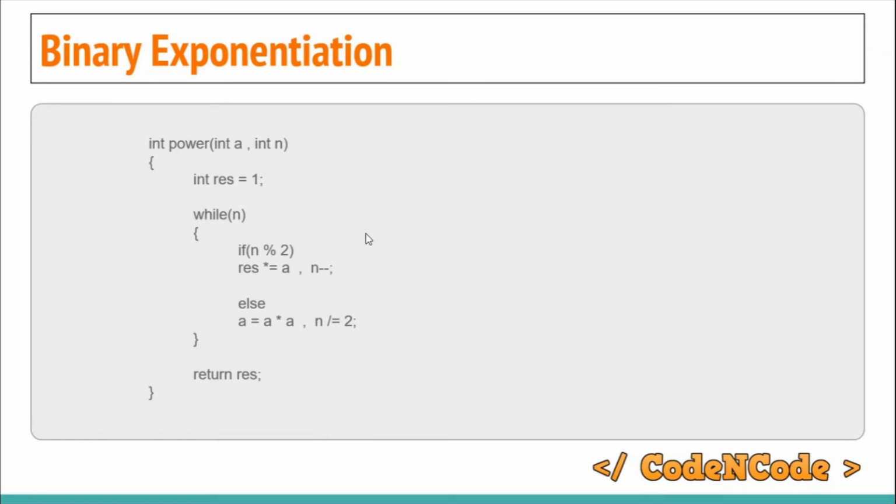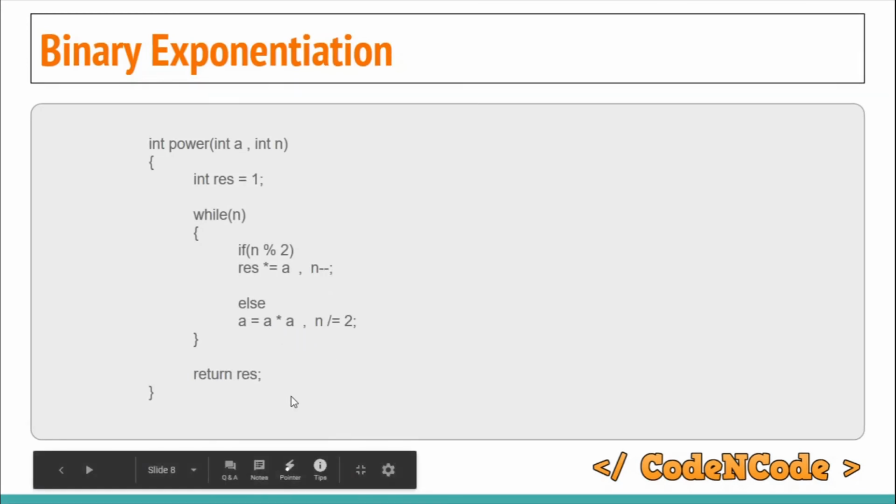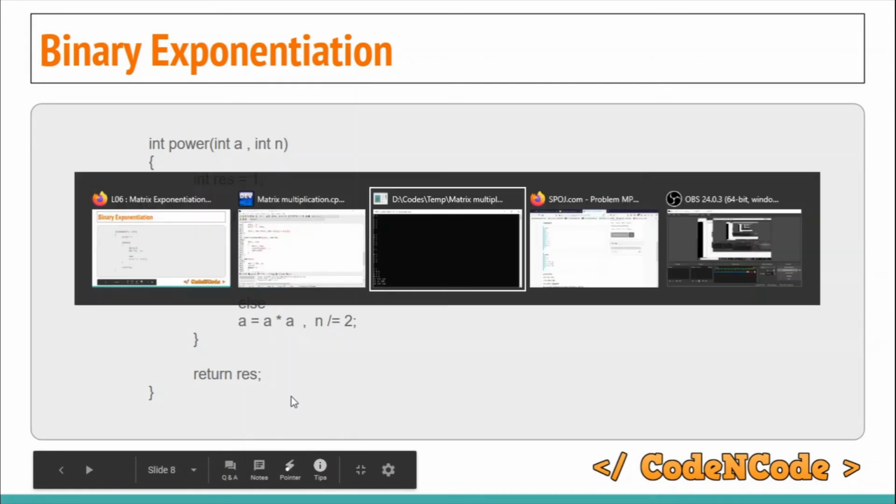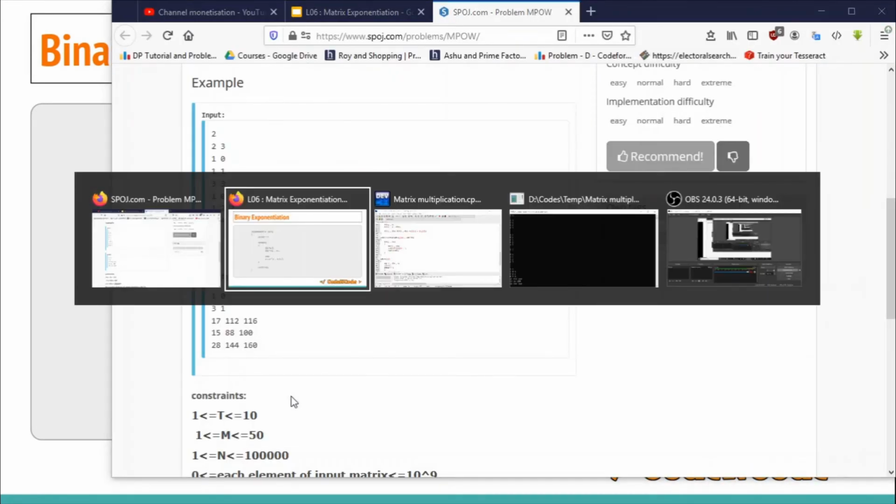So if you haven't seen the binary exponentiation video, just go and check, because this is exactly the code that I have explained in that video. So what we did is, while n is greater than 0, if n was odd, we updated result to be result into a, n minus minus. Otherwise we updated a to be a square and then divided n by 2, and finally return the result. So that is what we are going to do now.